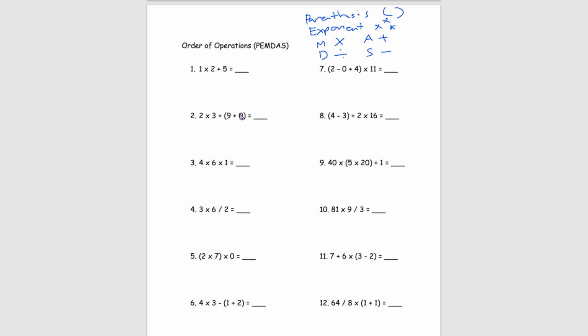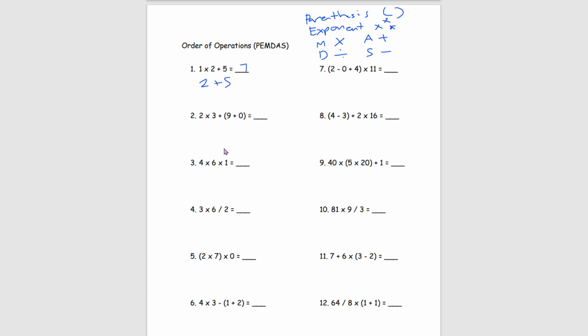So knowing that, we can look at our number 1, which we have 1 times 2 plus 5. According to order of operations, we start with multiplying. So we do 1 times 2, which gets us 2, and then we add 5, which gets us 7.